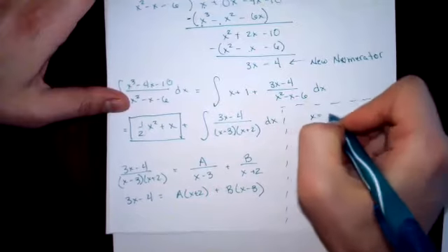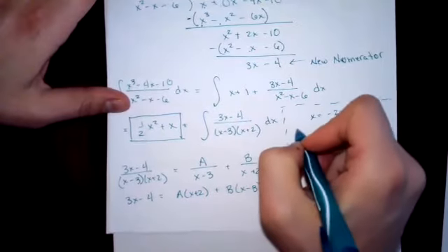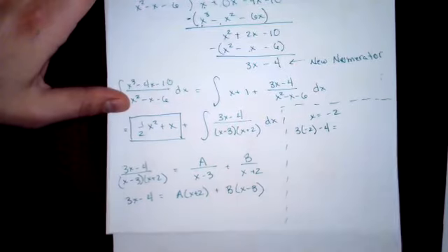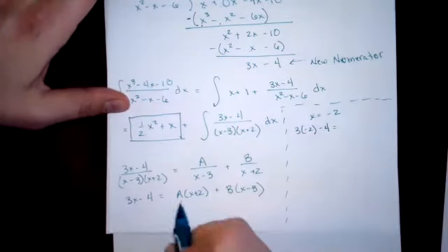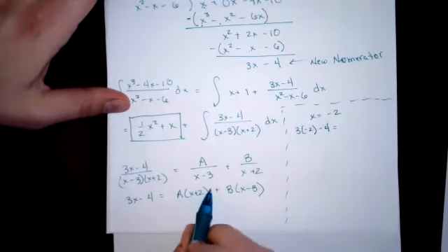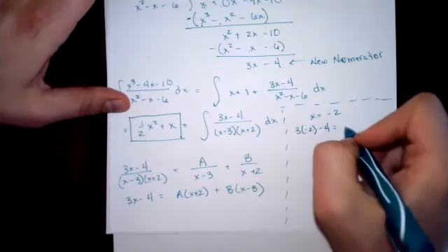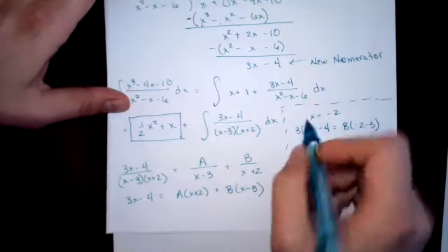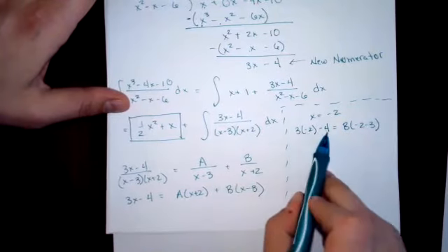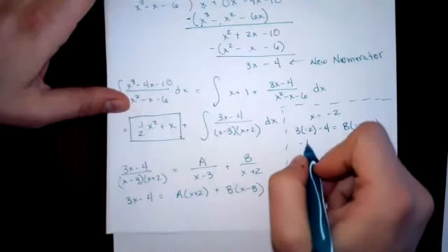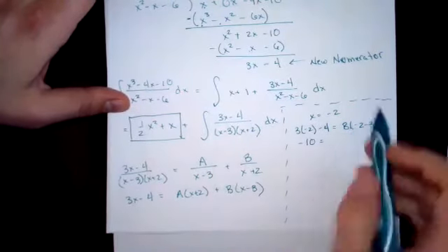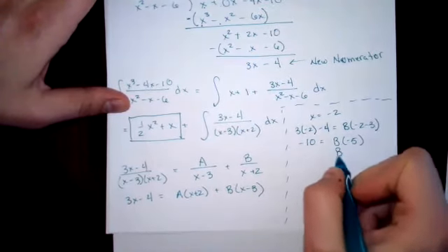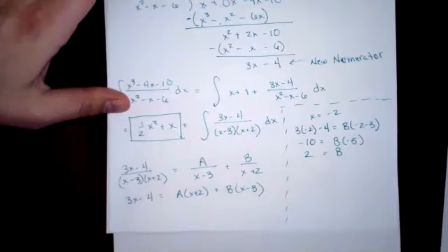So we'll check x equals -2. What's that going to give us? On the left, 3 times -2 minus 4 is equal to, if x is -2, the A term is going to go away, I'm not even going to write it, B times (-2 minus 3). So that's -6 minus 4, which gives me -10 equals B times -5. So B equals 2.